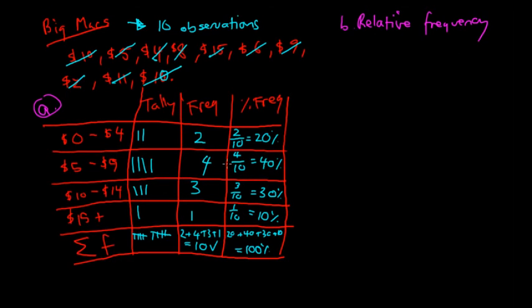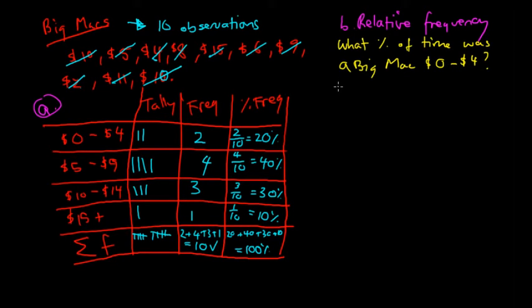So relative frequency, we're dealing with these topics independently, or these buckets independently, sorry. And a way Vector will usually do that is they'll just ask you quite a standard question, something along the lines of, what percentage of time was a Big Mac $0 to $4?